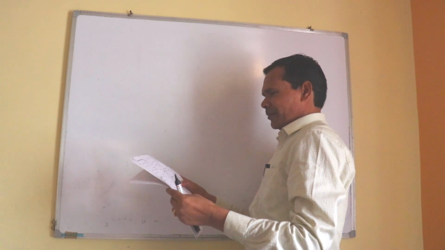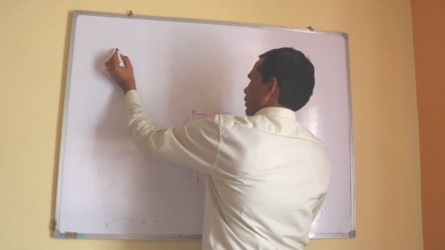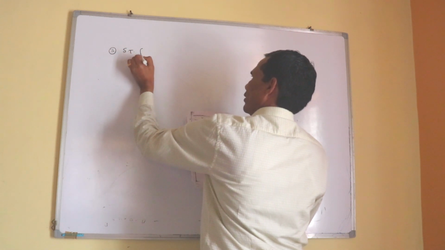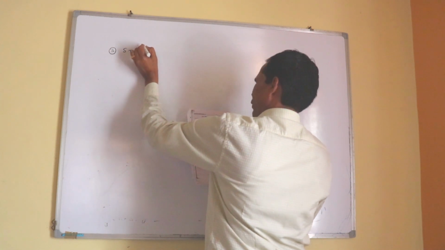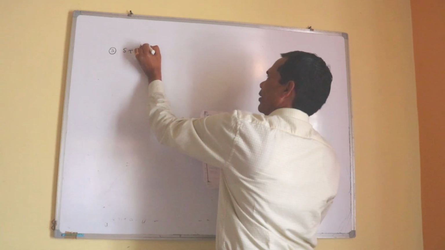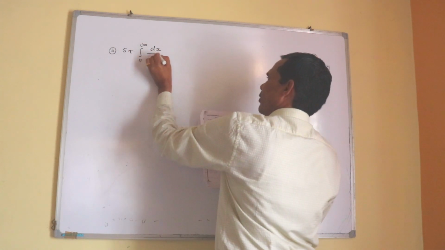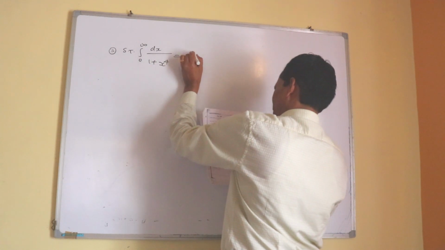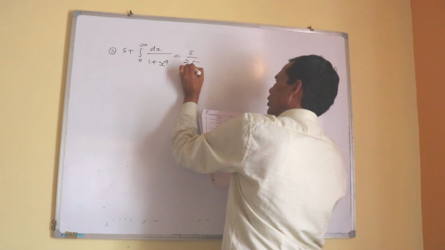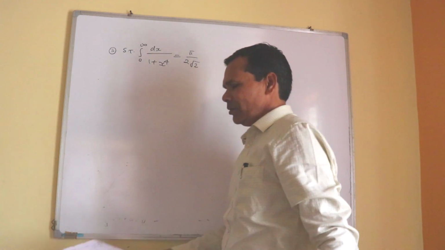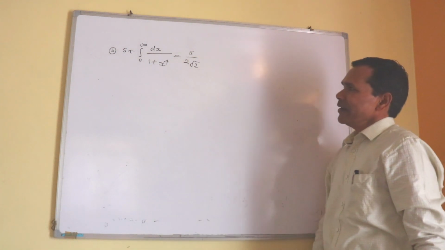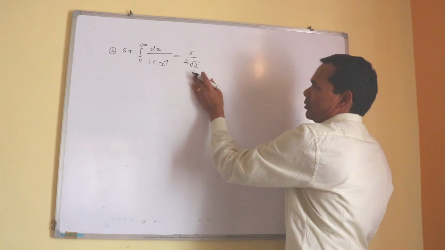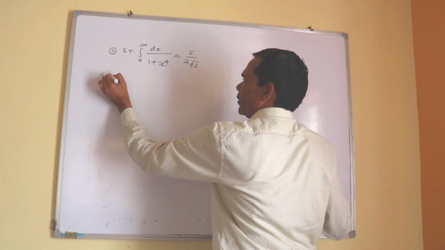So problem number 3, show that the integral 0 to infinity dx upon 1 plus x raised to 4, this is equal to pi upon 2 root 2. Now this is again the same technique we are using. So this integral can be reduced by the substitution.